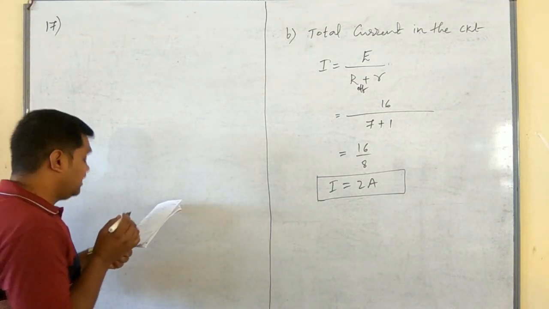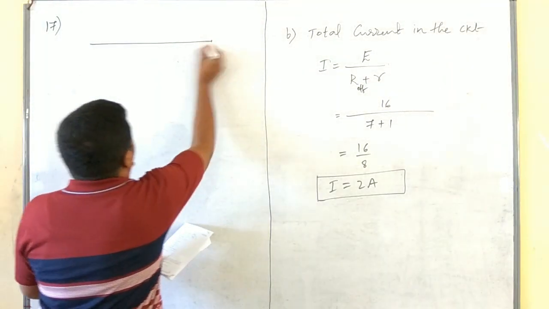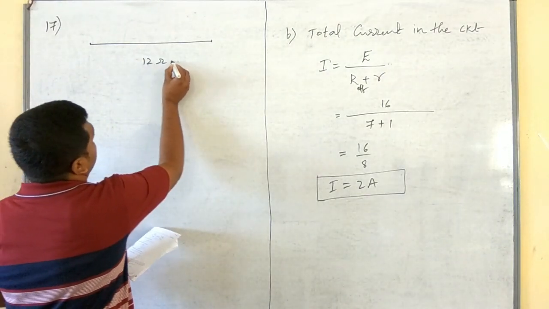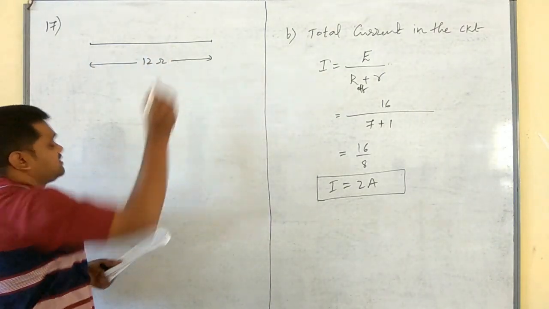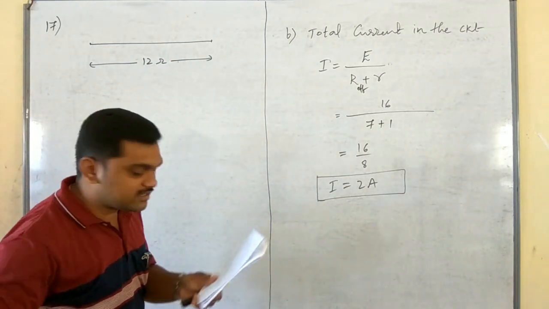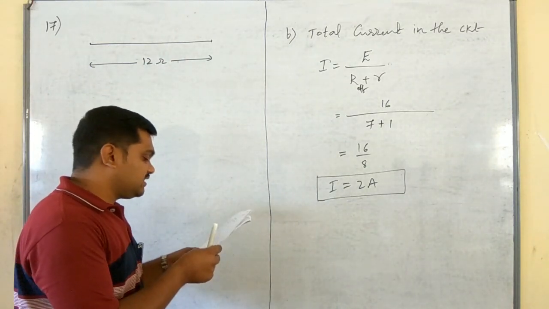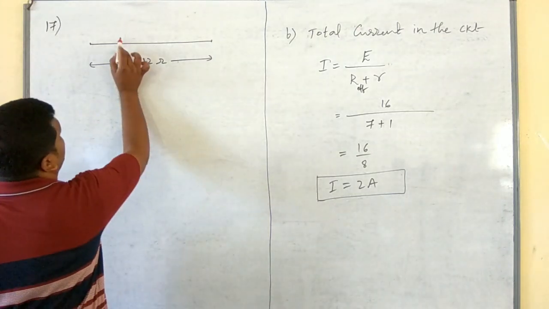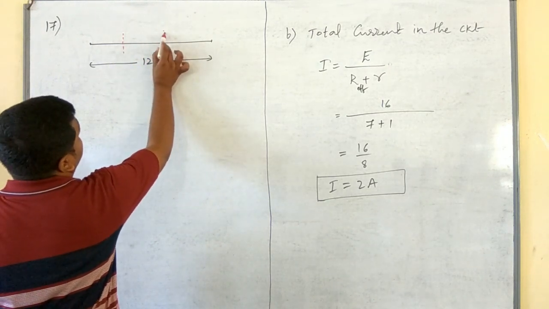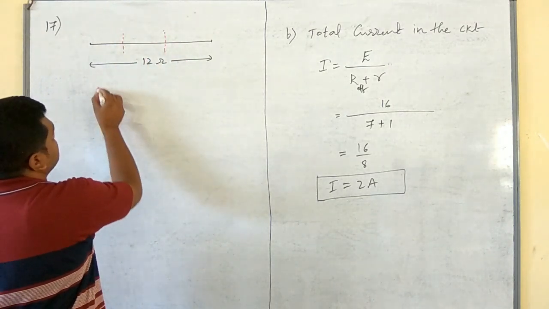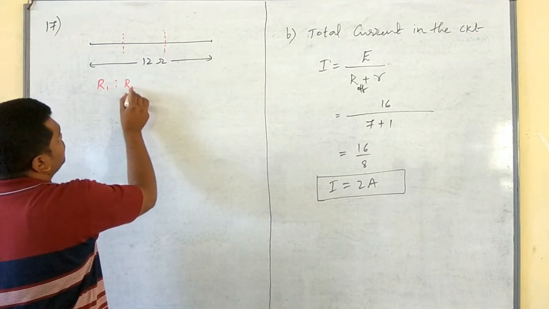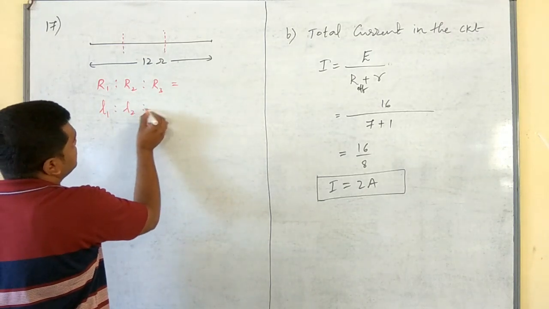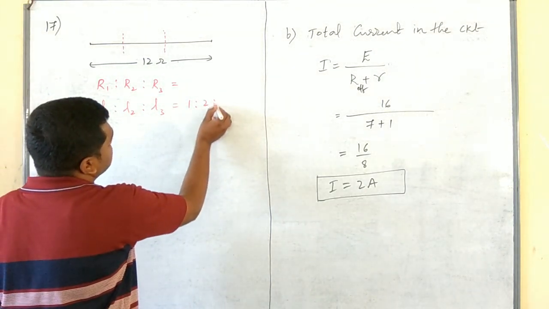Please understand this, observe this carefully. A uniform wire having resistance 12 ohm. Okay, from this point to this point it possesses 12 ohm resistance. So it has to be cut into 3 pieces in the ratio 1:2:3. 1:2:3 means what? 1 is to R1, 2 is to R2, 3 is to R3. So they have given L1 : L2 : L3 is 1:2:3.